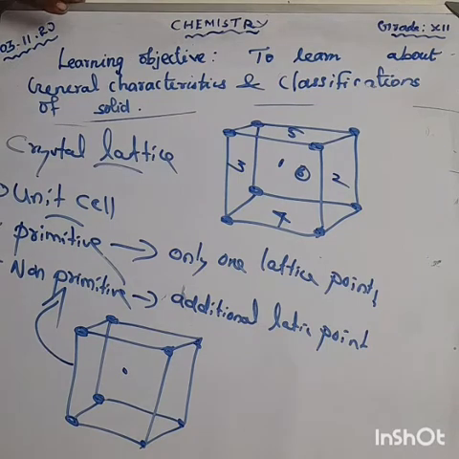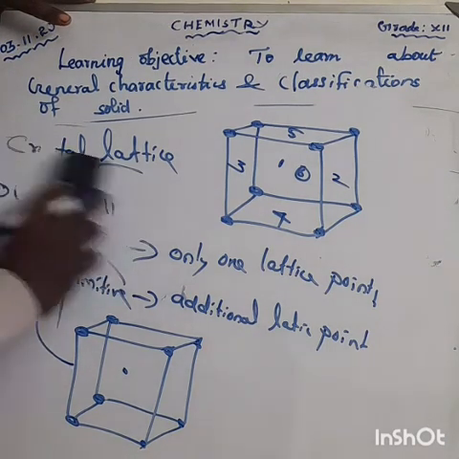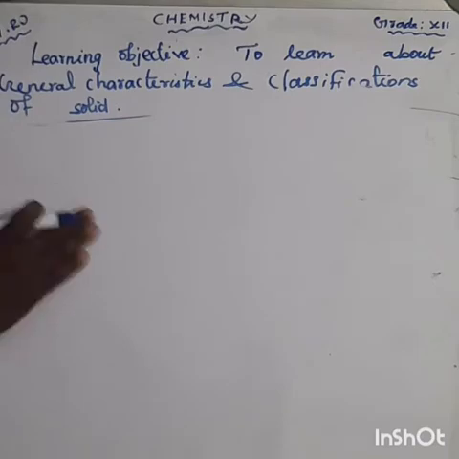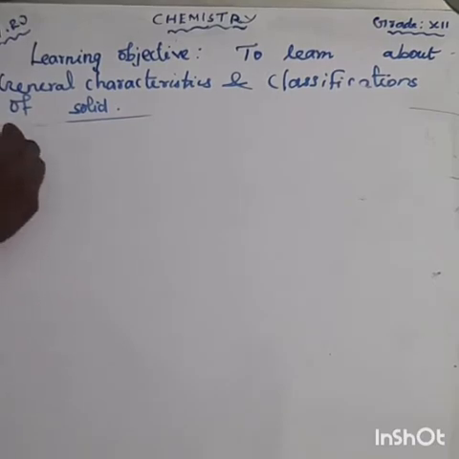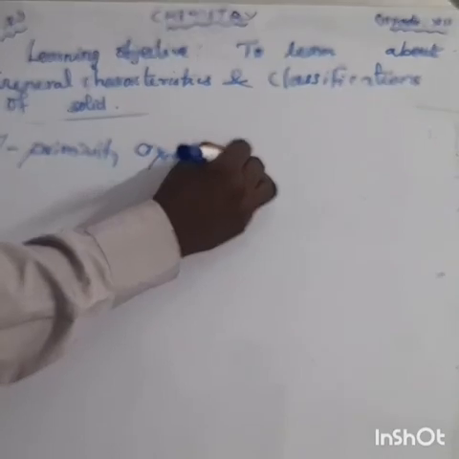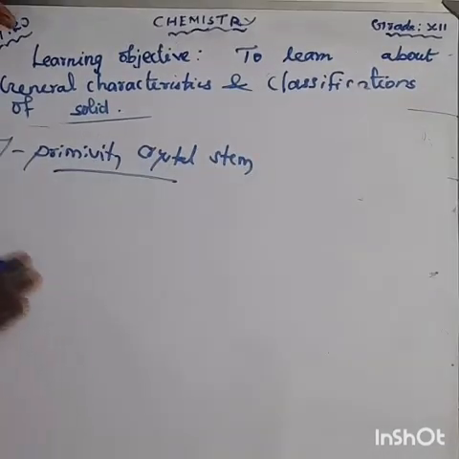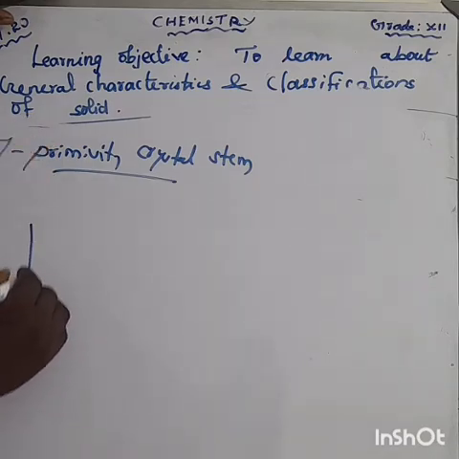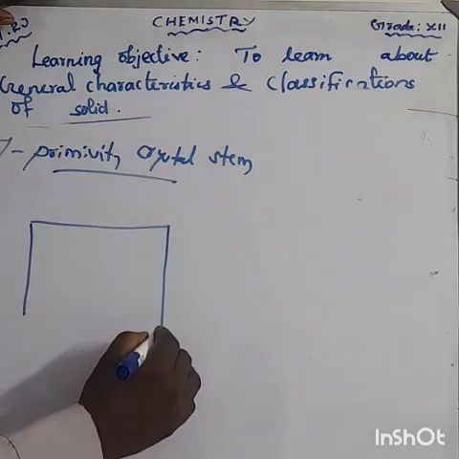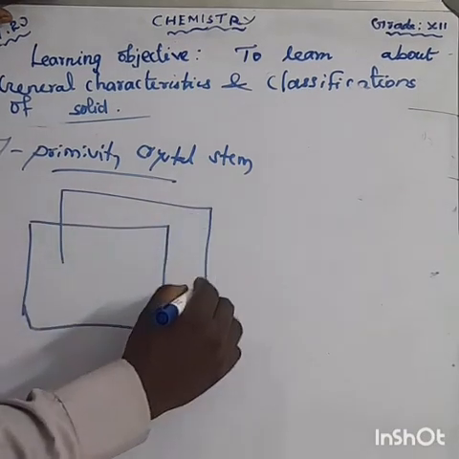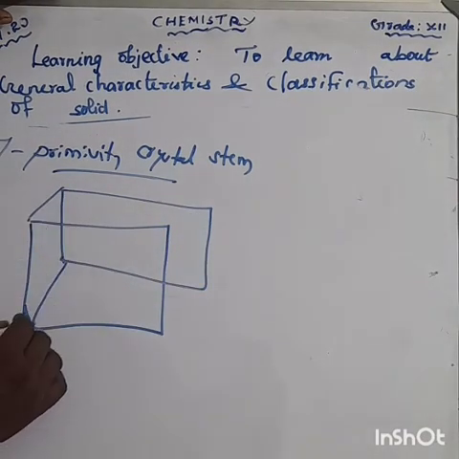Here there are 7 primitive crystal systems. That means the unit cell is characterized by 3 edge lengths. This is one of the unit cells.